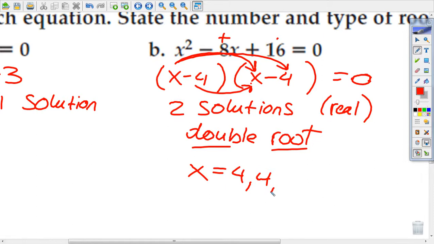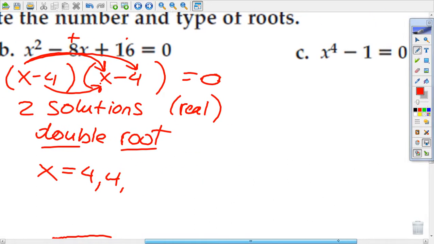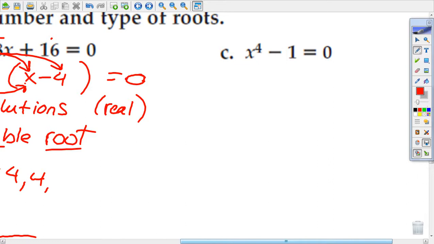Okay, let's go to C. How about x to the 4th minus 1? Is that factorable?